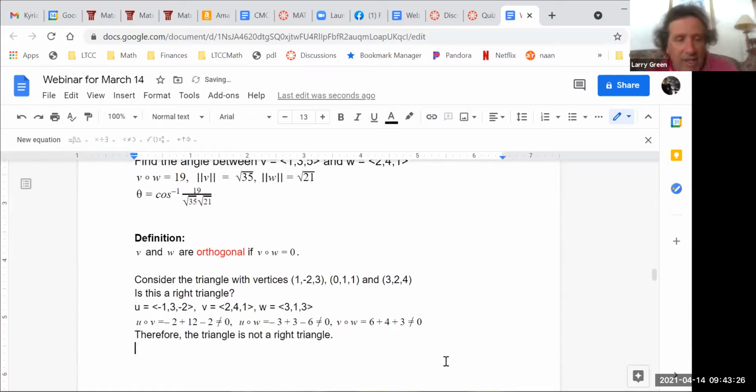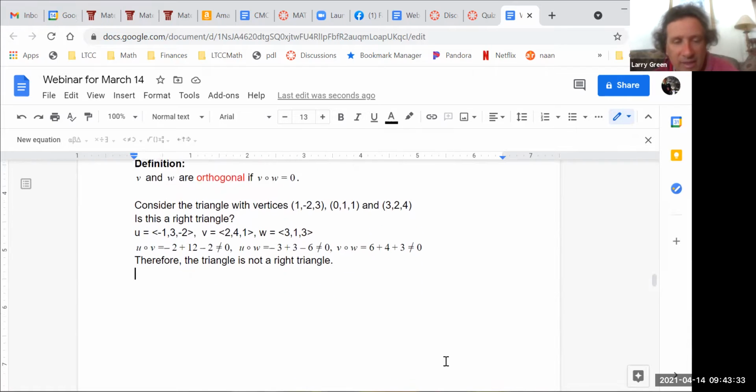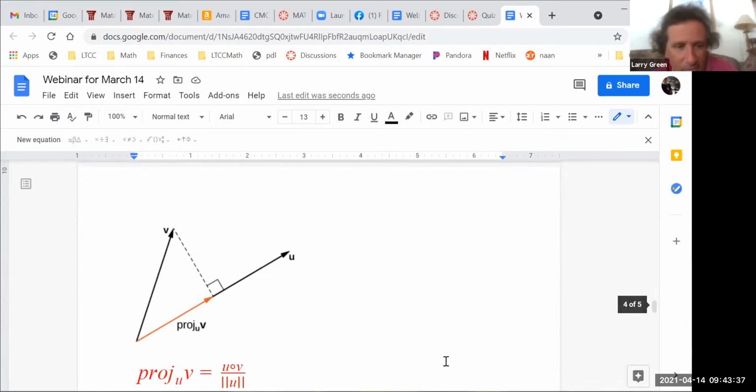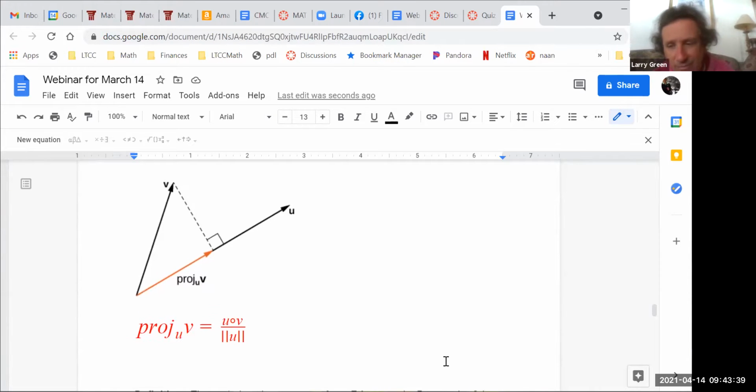Any questions at all on checking to see if vectors are orthogonal? Okay, let's move on to the next little piece. A lot of little topics today. So the next one, I'm just going to brush through it really fast.